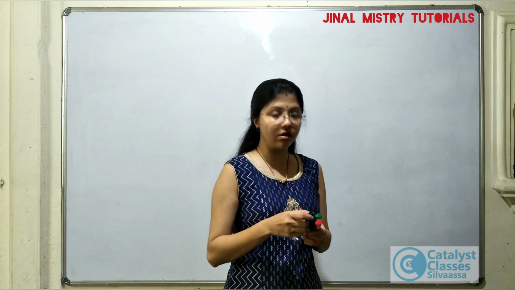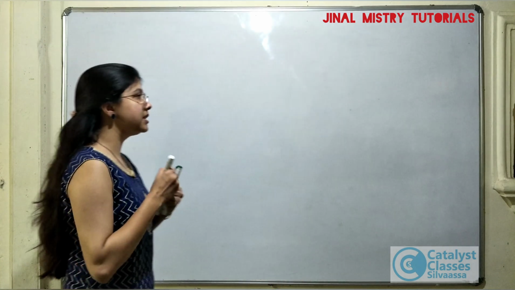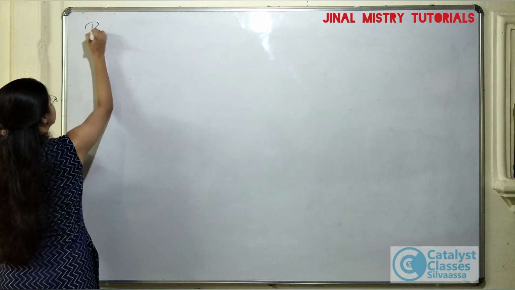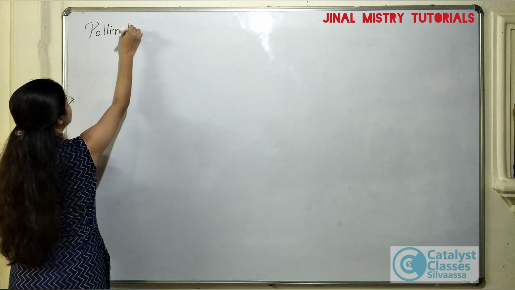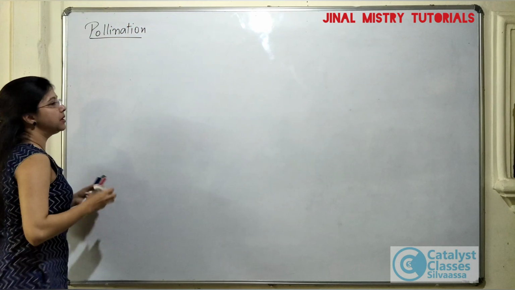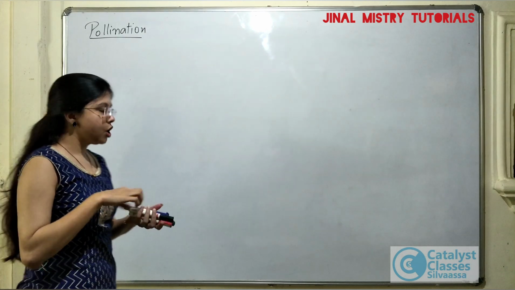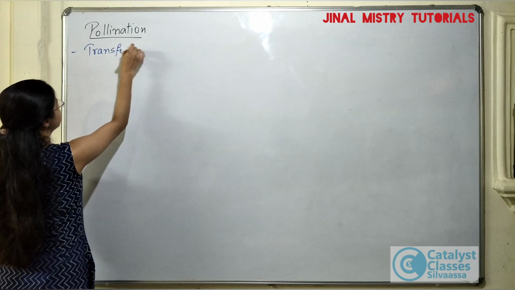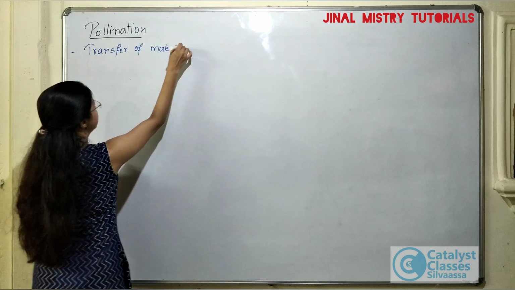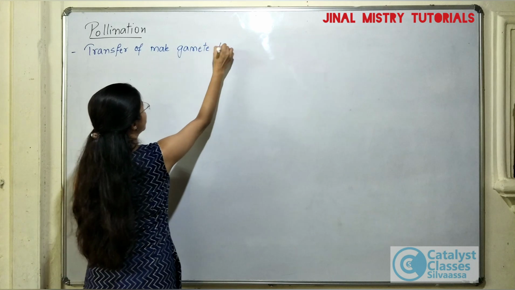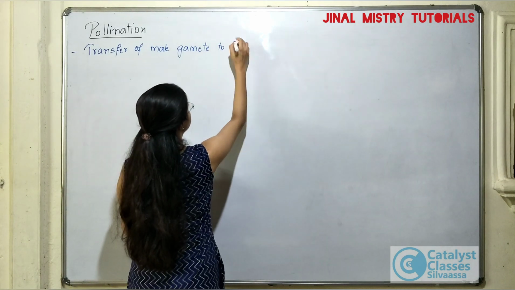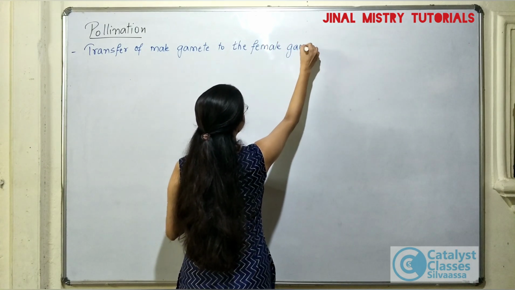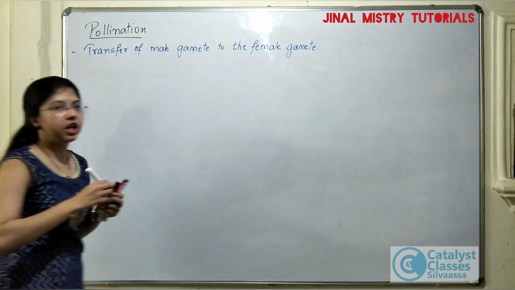The next stage will be the second process of the pre-fertilization event, that is gamete transfer. We have also discussed earlier that in case of seeded plants, or basically angiosperms where the flower development takes place, the process which is responsible for transfer of the male gamete to the female gamete is called pollination. So basically pollination is transfer of male gamete to the female gamete.